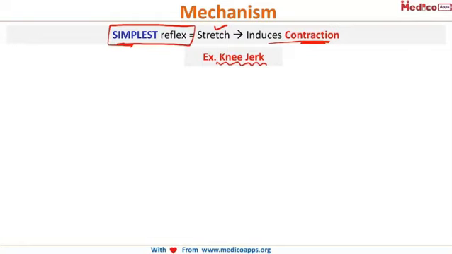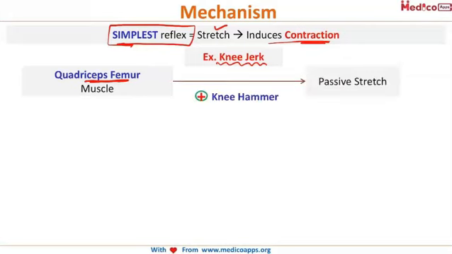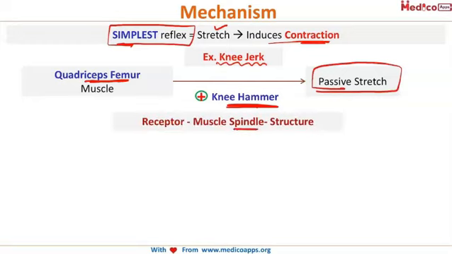What happens here is that the muscle we are stimulating is the quadriceps femoris. When you hit it with the knee hammer, it results in a passive stretch of the muscle. Here the receptor will be the muscle spindle. So the receptor for the stretch reflex is the muscle spindle.